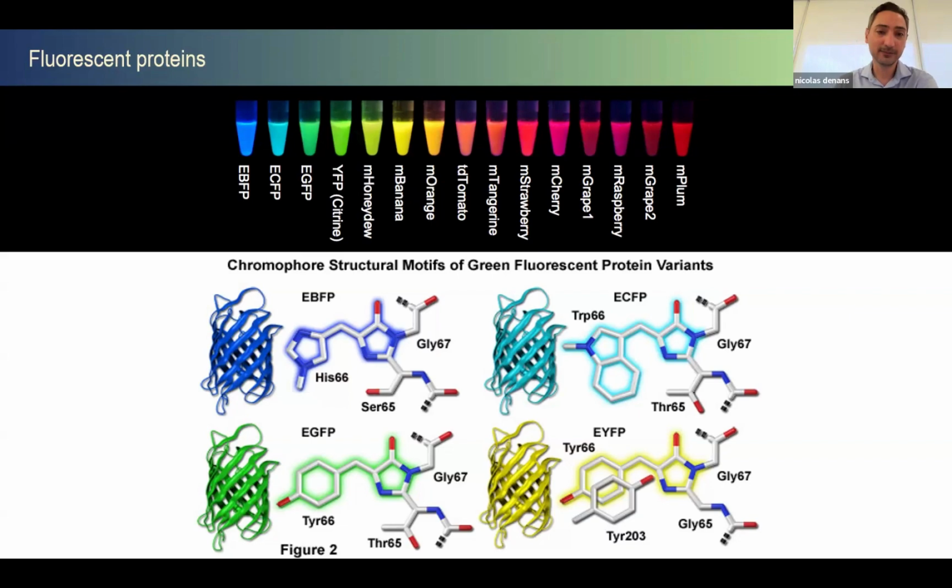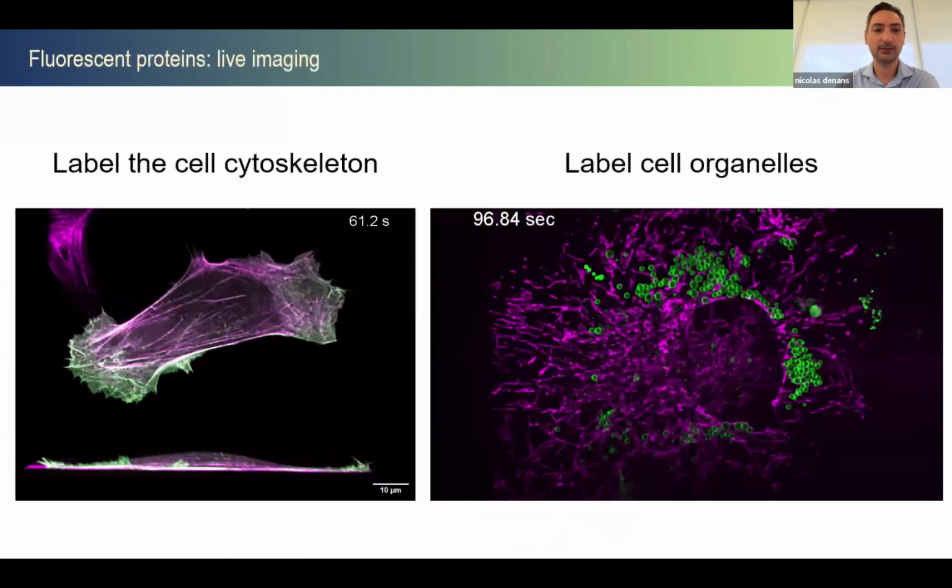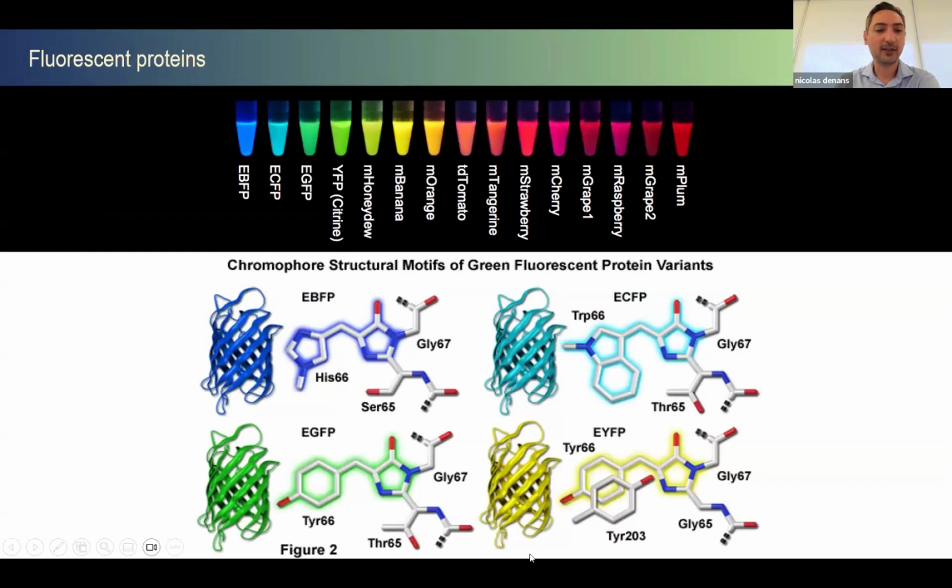But what they have in common is their structure. So you can see they all have this barrel-like structure. And inside this structure, which is very common for almost all fluorescent proteins, they have a different fluorophore. And that's what gives the fluorescent protein its properties: this fluorophore that is inside the barrel. So you can see between EBFP and EGFP, you have a slight modification of the fluorophore that makes it absorb and emit light at different wavelengths.